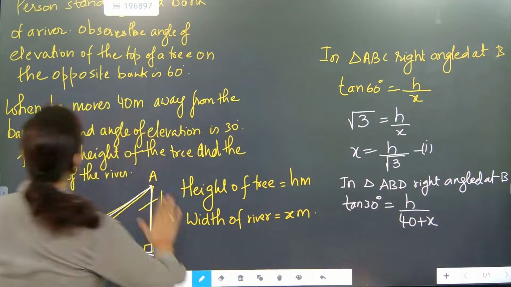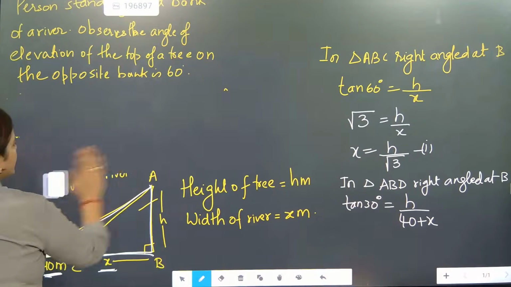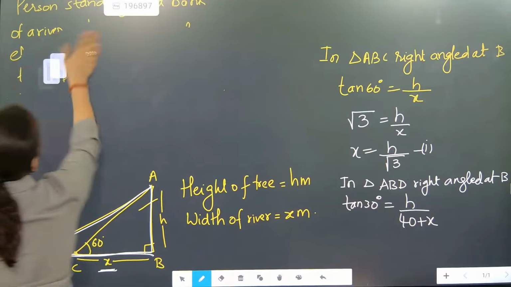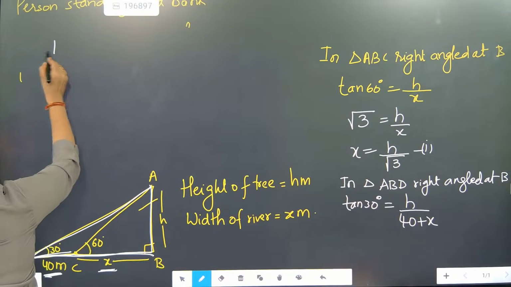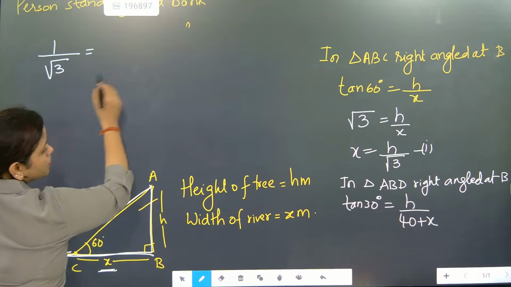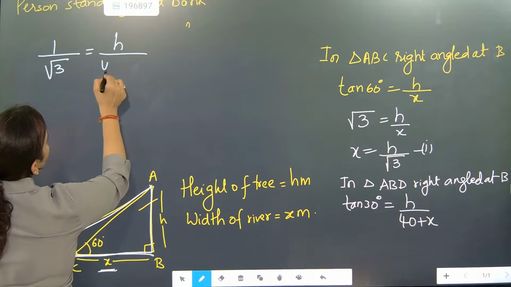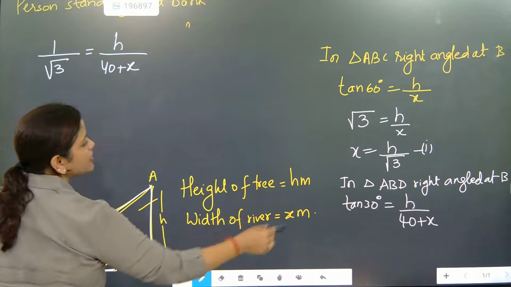So I am removing the question. I am just writing the answer here, the continuation part. So please kindly check this one out. 40 plus x is there. So now what is tan 30 degree? Tan 30 degree is 1 by root 3, equal to h by 40 plus x. What is the value of x by the first equation, beta?